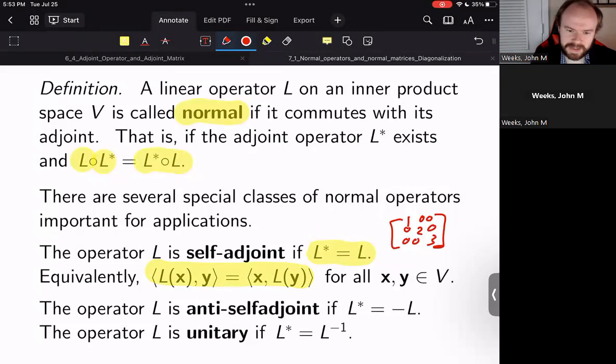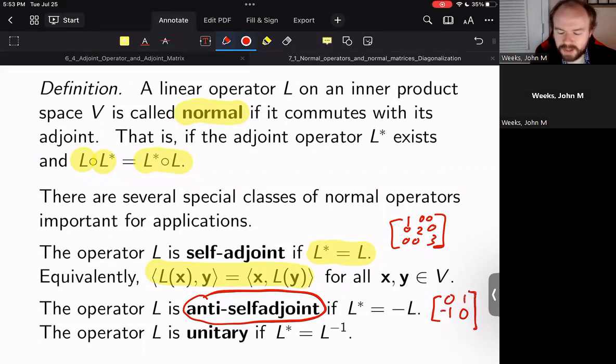Another type of special operator is one which is anti-self-adjoint. One that becomes negative whenever you take the star of it. For example, we might look at something where you have zeros along the diagonal, and maybe we could just do -1 and 1. So something like this, maybe a rotation operator. If I take the transpose of this matrix, we flip these two entries, and you'll notice that what you get is the negative of the original matrix. So taking the star of this gives us an anti-self-adjoint operator.